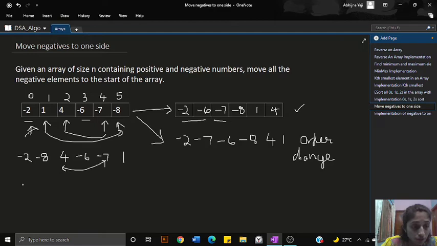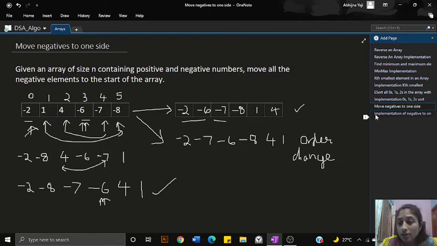Okay, so I get minus 2, minus 8, then I get minus 7 because I swapped it just now, minus 6, okay, then 4 and in the end 1. Okay, and then again I check both of these, minus 6 and it's a negative number. It's at the correct position, doesn't have to do any changes. So the entire array is sorted. Okay, the order doesn't matter here. So we have sorted the array.